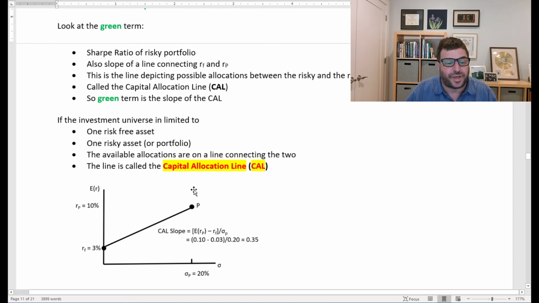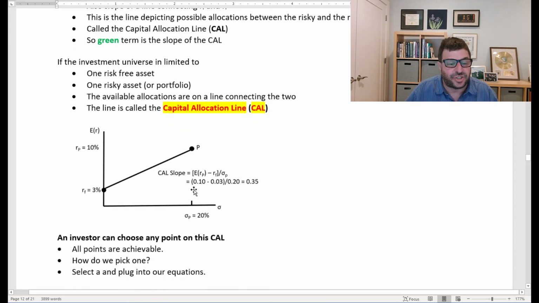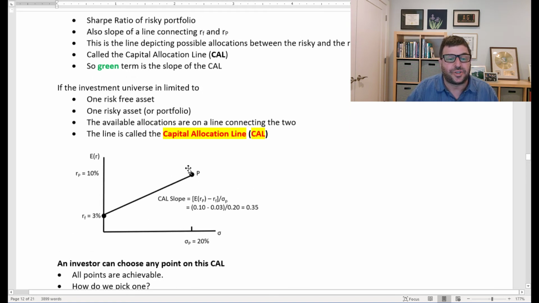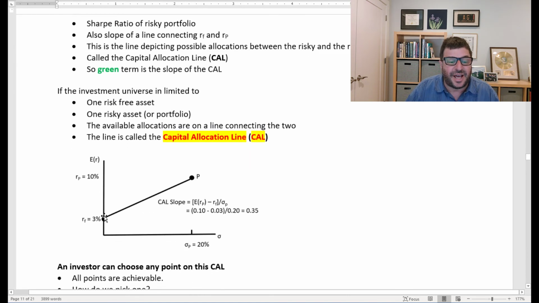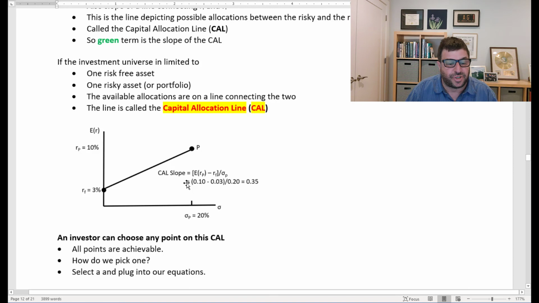So here's how I want to think about this. If it is the case that I can invest either in the risk-free or in the risky or any combination of these, it's not going to be a big curvy line this way or a big curvy line this way or a big curvy line this way. Because of this equation, I can demonstrate that the allocations that are possible between the risk-free and some risky must be a straight line. And here are some numbers that I've plugged in.